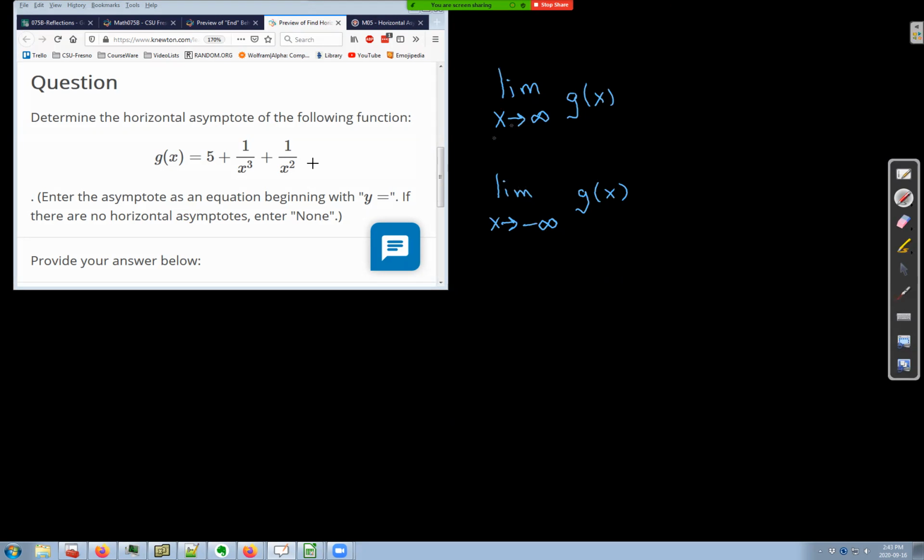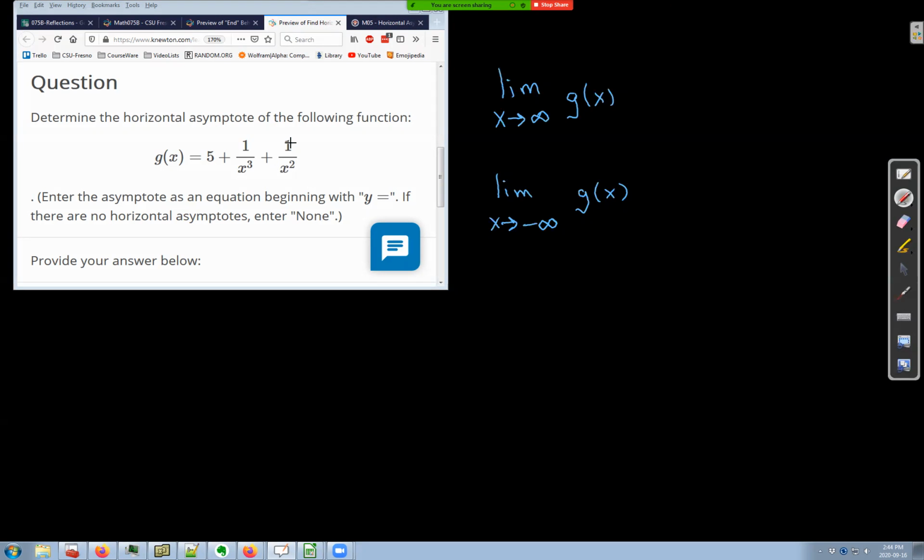I think the easiest way to figure out what these limits are is just imagine what happens when you plug in a really, really big number. So like if I imagine x is 1 billion, then what's going to happen to this function? Well, let's look at it one piece at a time. If x is 1 billion, this is going to be 1 divided by 1 billion squared. And 1 billion squared is a really big number.